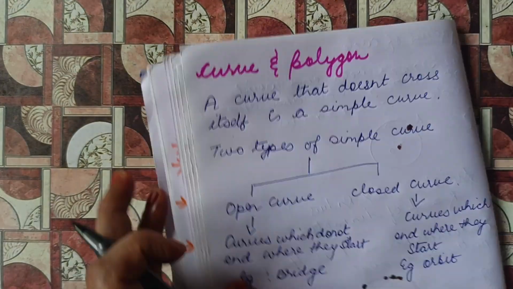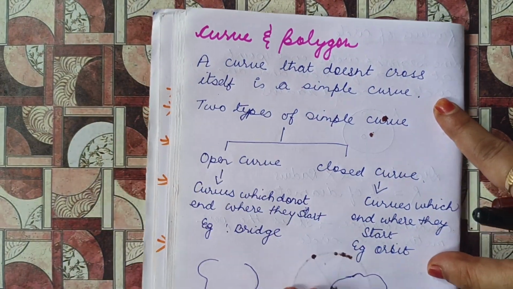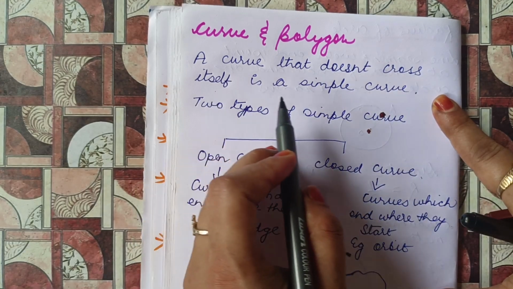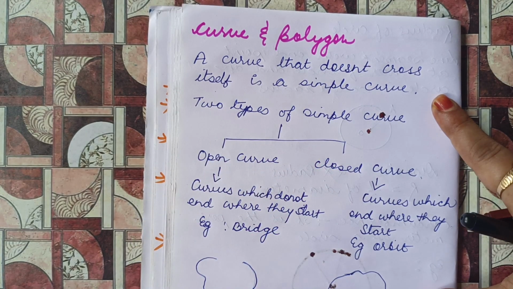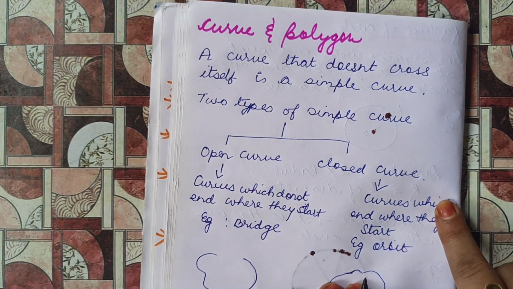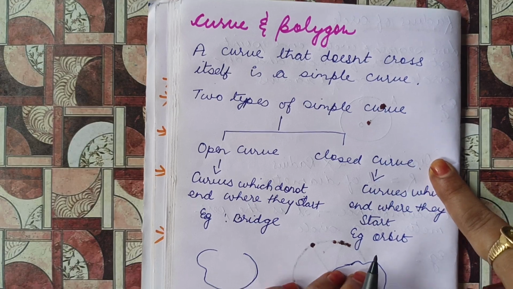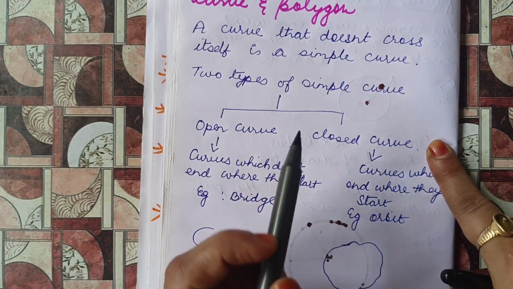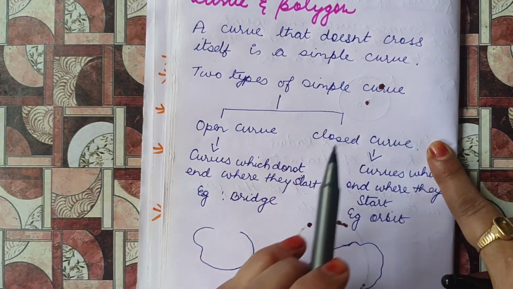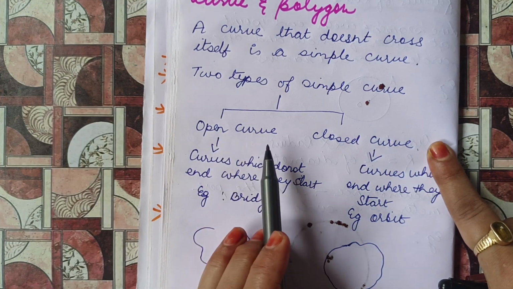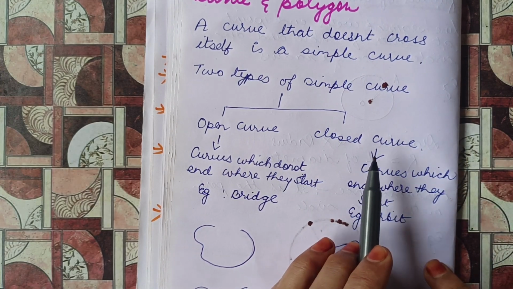Now let us know what are curves and polygons. A curve that does not cross itself is a simple curve. There are two types of simple curve: one is the open curve and the other is the closed curve.